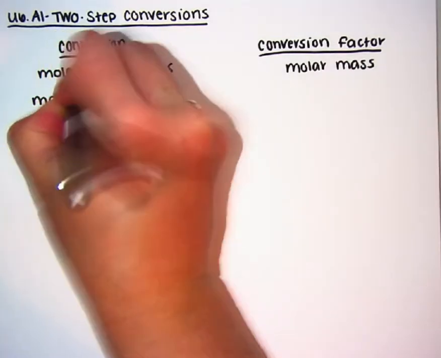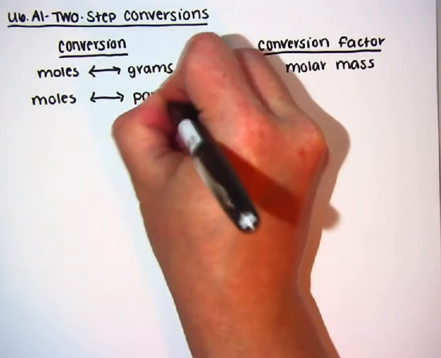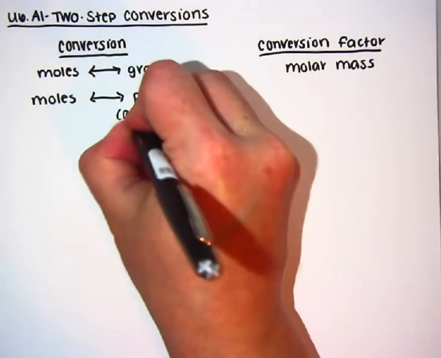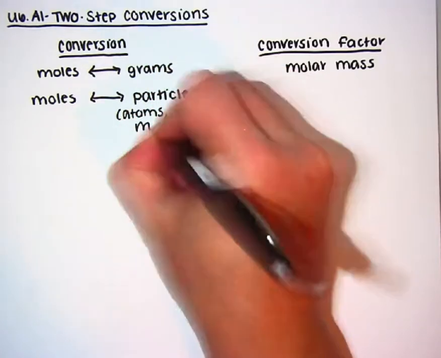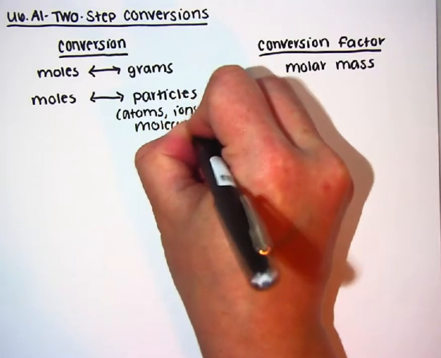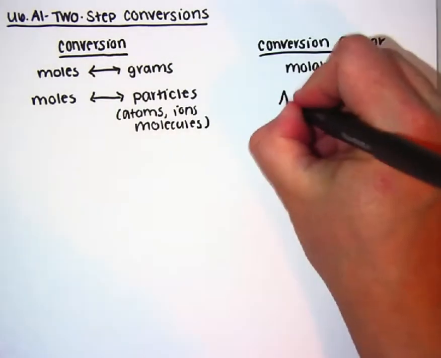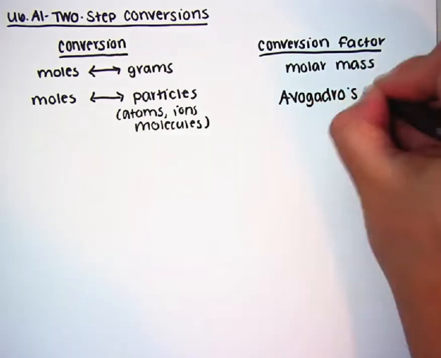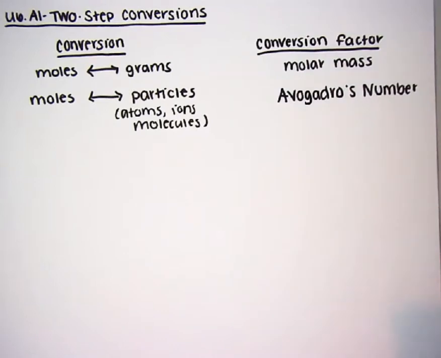We also talked about how to convert between moles and particles. And again, particles is just like a general term, usually for like atoms, ions, molecules. If we're converting between moles and particles, our conversion factor is Avogadro's number. 1 mole is equal to 6.022 times 10 to the 23rd.